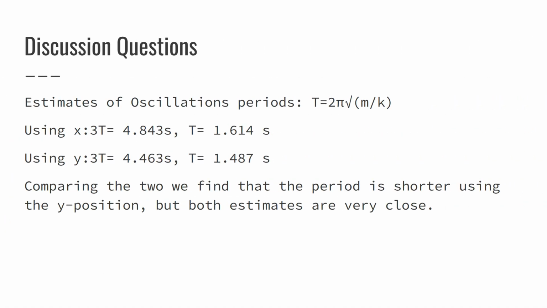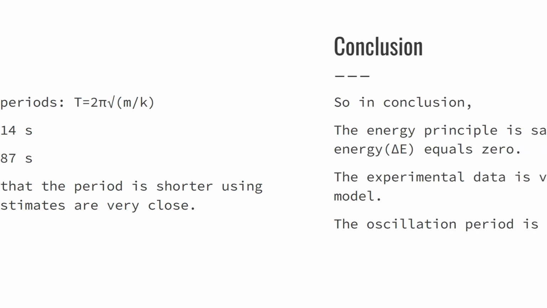Estimates of oscillation periods, where T equals 2 pi times the square root of M over K. Now, using the X position, we're given that T equals 1.6 seconds. Using the Y, we're given that T equals 1.48 seconds. Now, comparing the two, we find the period is shorter using the Y position, but both estimates are very close.